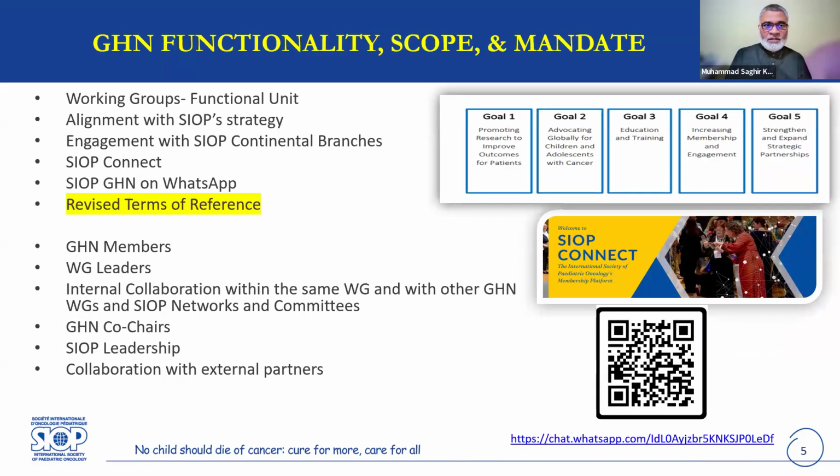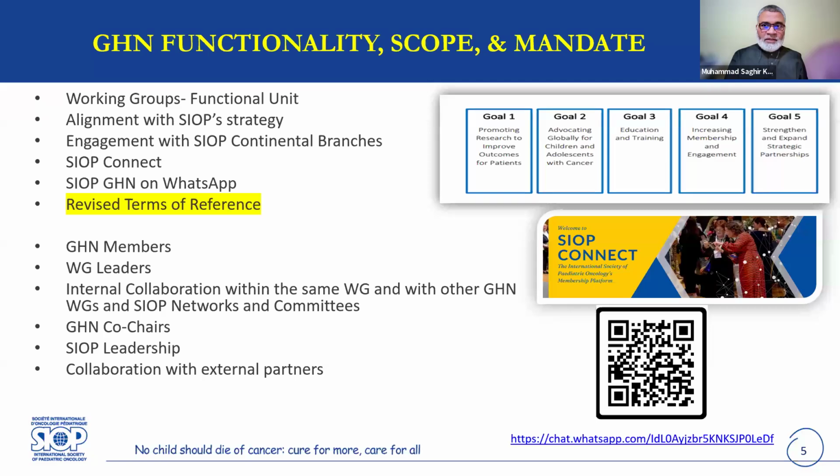So how does it function? The functional units of GHN are the working groups. The working groups and the network itself are aligned with the SIOP strategy and engagement with SIOP continental branches. We communicate through SIOP Connect, which is an efficient portal for communication and getting the members engaged. And we have a very active SIOP GHN WhatsApp group, mainly for communication and sharing updates.